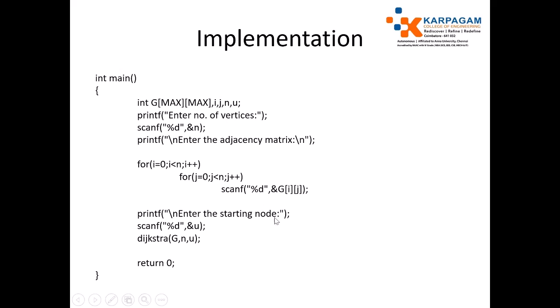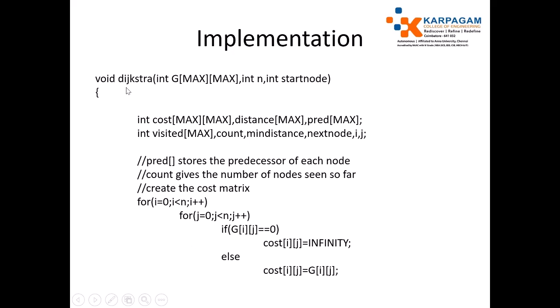Now enter the starting node, u. Then call the Dijkstra algorithm, passing the graph, the number of vertices and the source vertex. In the Dijkstra algorithm, we are passing the adjacency matrix, the number of vertices and the source. There we maintain a cost matrix, with data retrieved from the graph matrix, a distance array and a predecessor array. Which path it came from, that information is stored in this array.